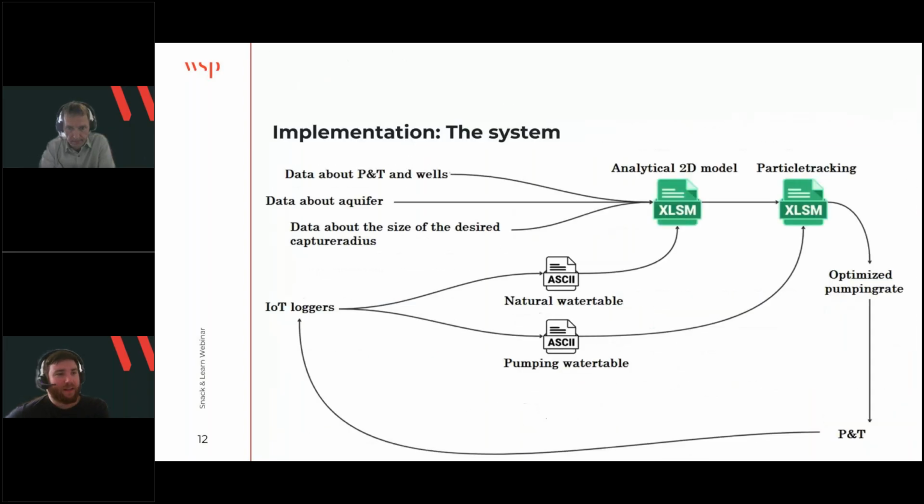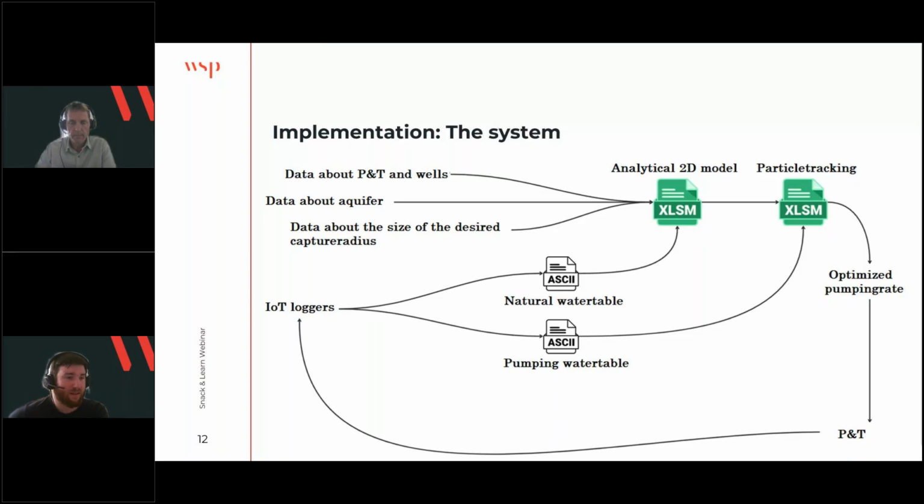Thank you. So the system that we implemented, how does it look? This is a flowchart that shows how the system was set up. So first, we took all of the IoT loggers and we installed them inside of the monitoring and the extraction wells. Then we had this 2D analytical hydrological model where we inputted all the data about the pumping wells and the well construction, the aquifer properties. And then we took a desired capture radius and used it for the model as a goal for the optimization for the model to run.